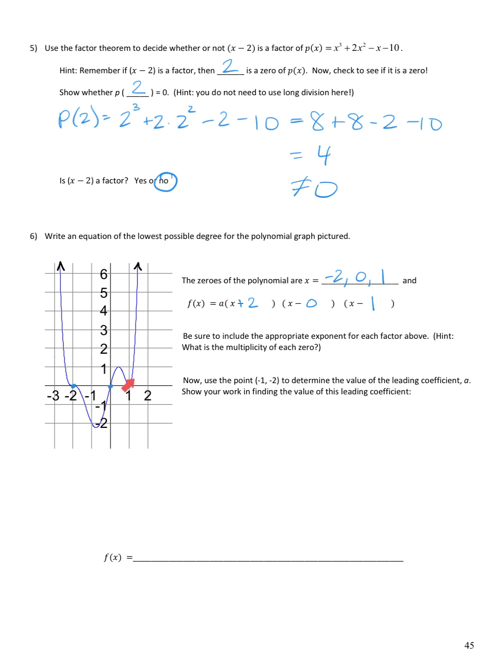On the 1, I have a bounce off, which means I have even multiplicity. So the lowest power of x I could put on that is a 2. I need an even power. Smallest even number would be 2.